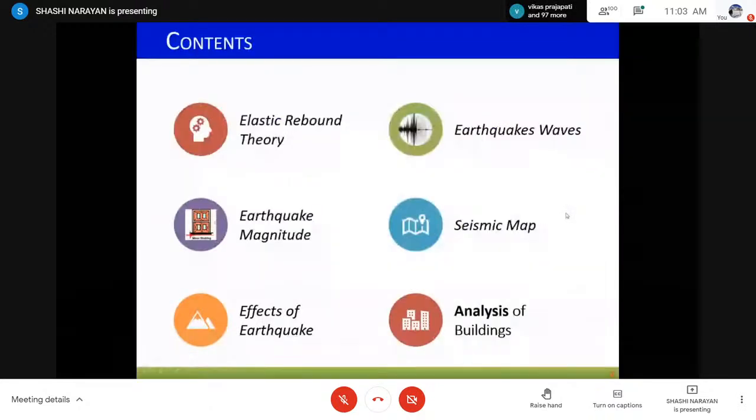So we'll be discussing mainly the first elastic rebound theory, then the magnitude of an earthquake, what it is, and how that energy content is related with the Richter scale magnitudes. Then we'll be discussing the earthquake waves, the seismic map of India, how it has developed since 1964, then 1983, and then 2000, then 2016. How different maps have come up, what changes were made based on the past earthquakes. Then we'll see the effect of earthquakes, and then we'll also be seeing the analysis of the building frames.